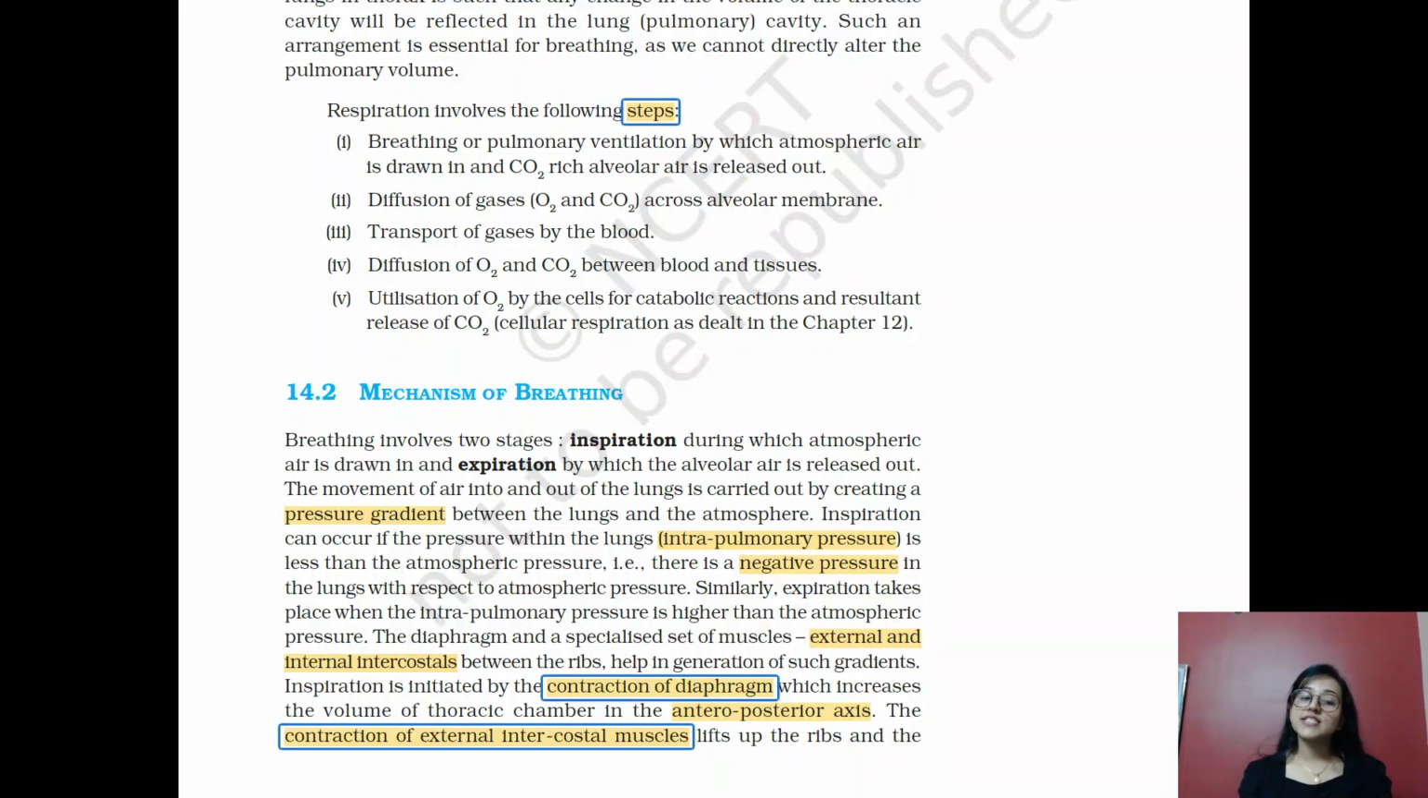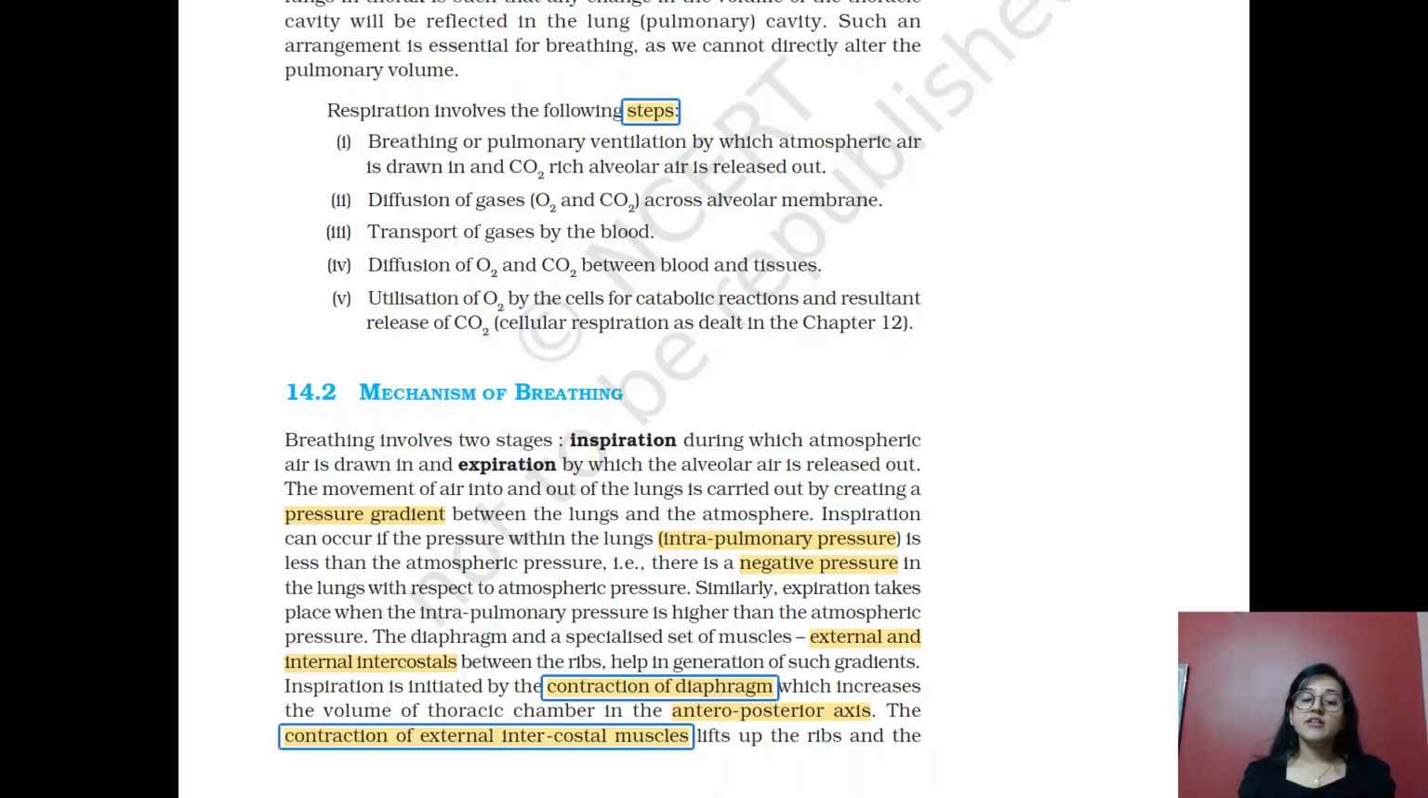Similarly, expiration takes place when the intrapulmonary pressure is higher than the atmospheric pressure. So when the atmospheric pressure, that is the pressure outside our body, is higher than the pressure inside the pulmonary cavity, that is intrapulmonary pressure, then by default the flow of air goes from the high pressure gradient to the low pressure. So expiration occurs by default.